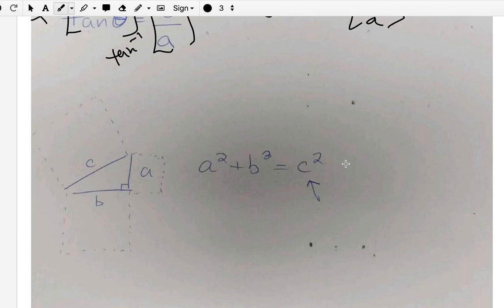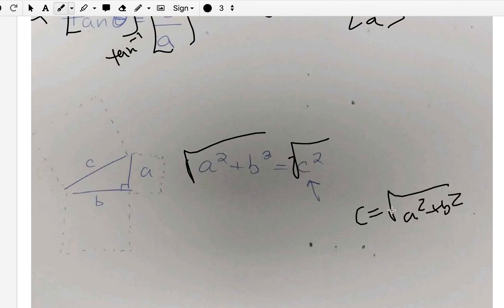This one, we just take the square root of both sides. So c is equal to root a squared plus b squared. Okay.